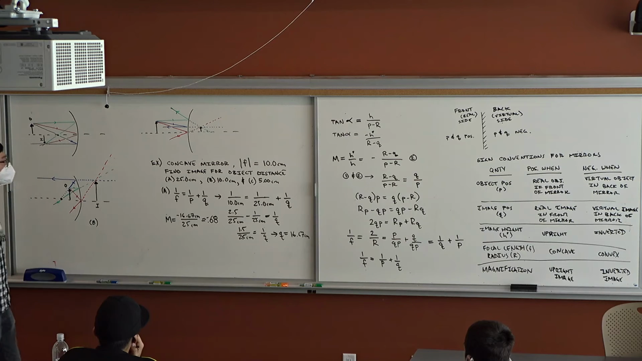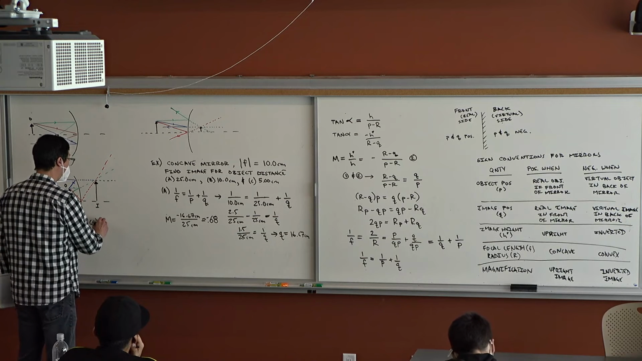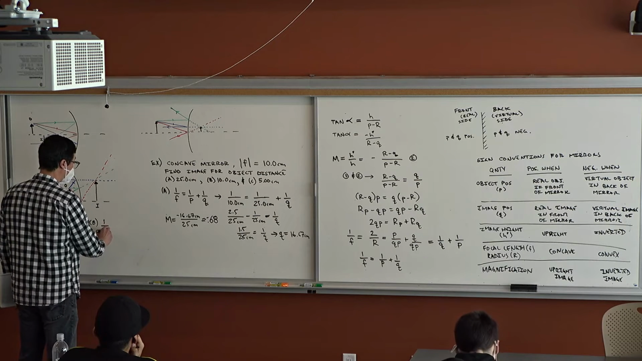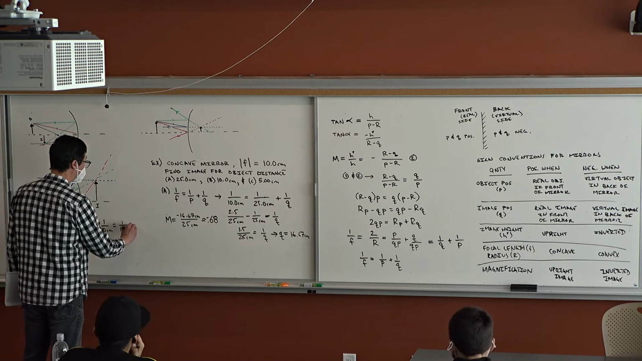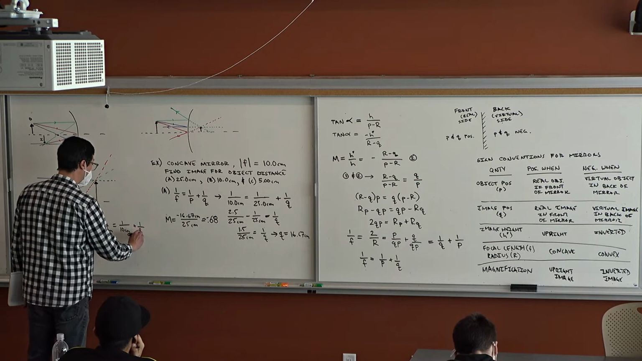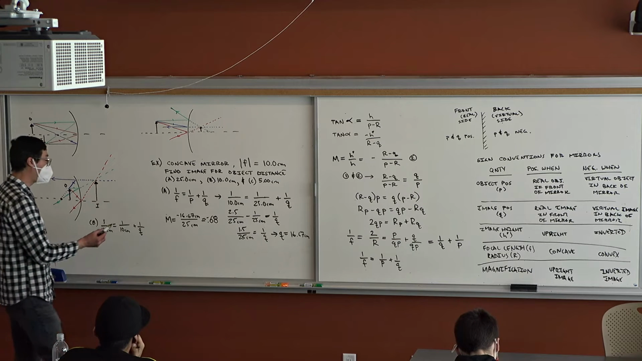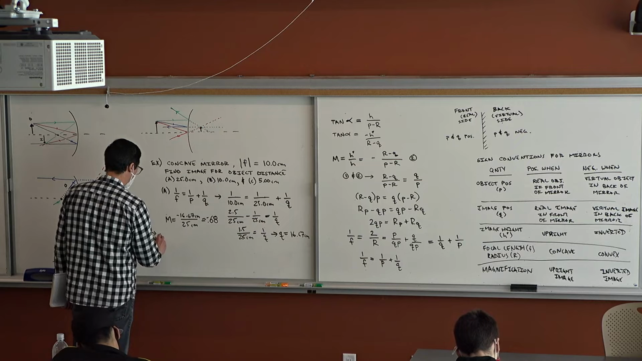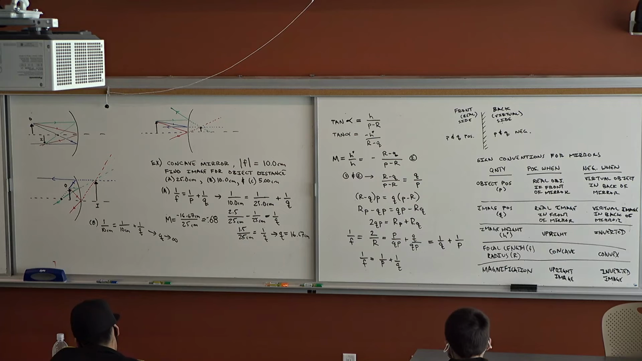What about B? Help me write out the equation. 1 over 10 equals 1 over 10 plus 1 over Q. Uh-oh. So what does that say about Q? Oh, no. 0. 0 would be infinite. Oh, Q is infinity. The image is formed at infinity.